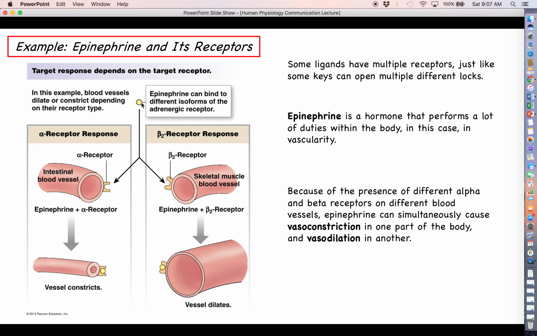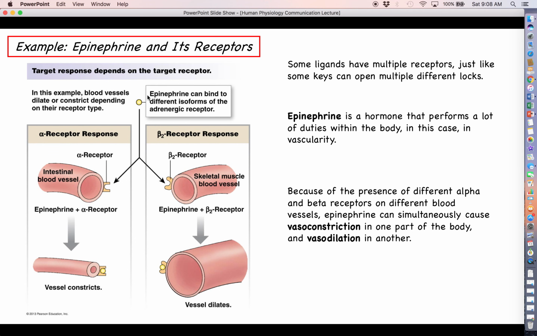So what you're seeing here is that when epinephrine is secreted by the adrenal medulla, and once it gets into the blood, it's getting all over the place, and it's going to go find cells and tissues that have epinephrine receptors. Well, epinephrine receptors come in two major varieties. There are alpha receptors and there are beta receptors.